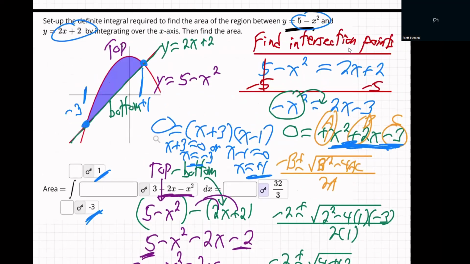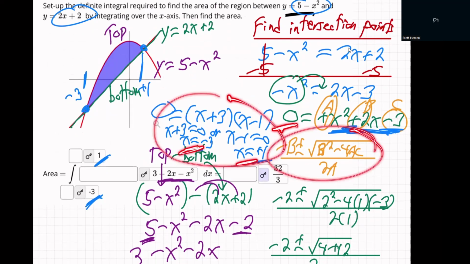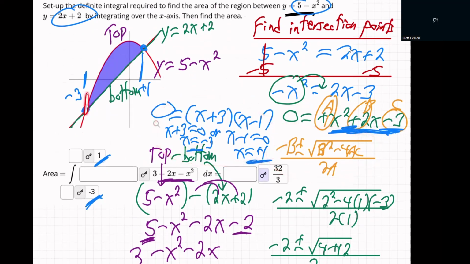So whenever we have an x squared equation, we get a 0 on one side, then we can do the quadratic formula, or you can factor, but you got to get x alone. Either way, you get the two places where it intersects.